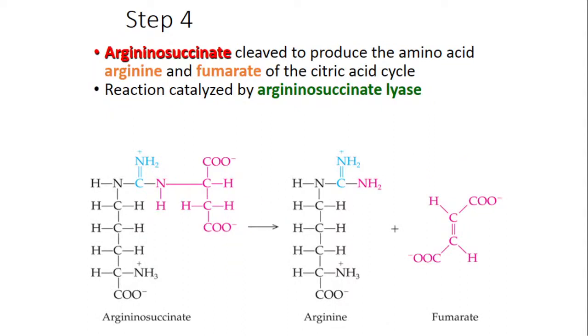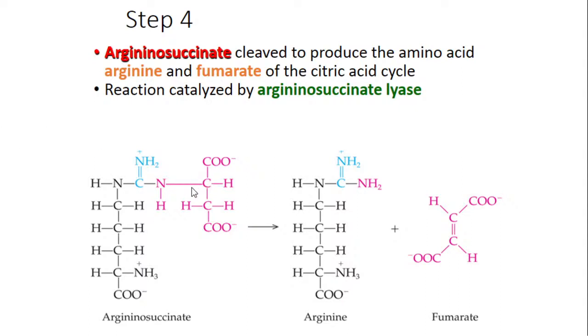At the next step, finally cleavage. Condensation, condensation, condensation, finally cleavage. Argininosuccinate is cleaved to produce the amino acid arginine and an unsaturated acid with 2 carboxylic groups, which is also very well known. It's fumarate, which is a metabolite of the citric acid cycle. Cleavage, so the name of the enzyme will not be synthase, of course. This is argininosuccinate lyase.